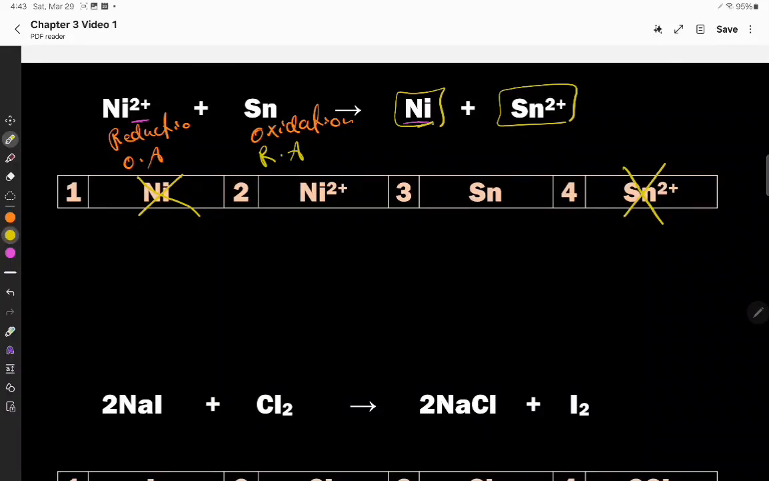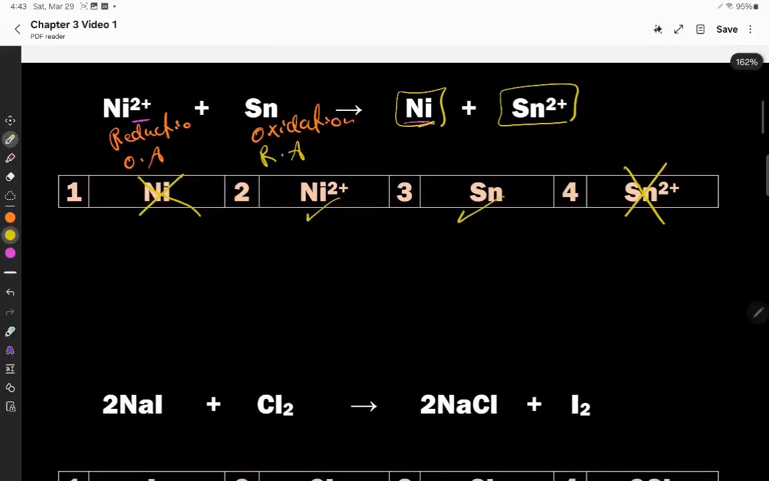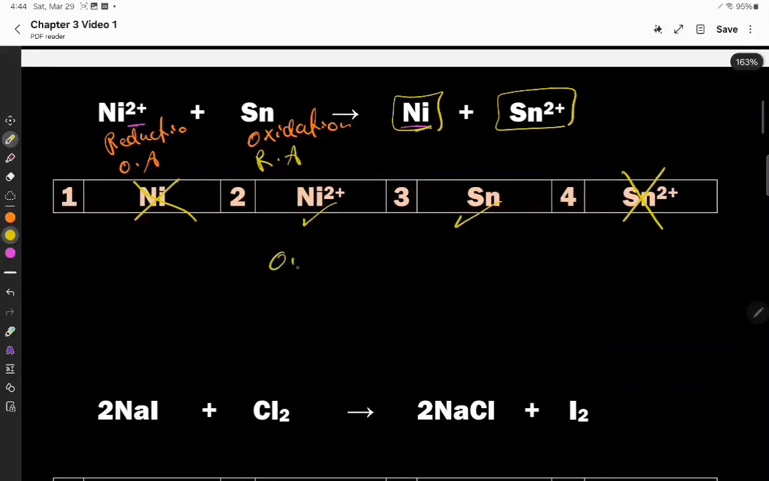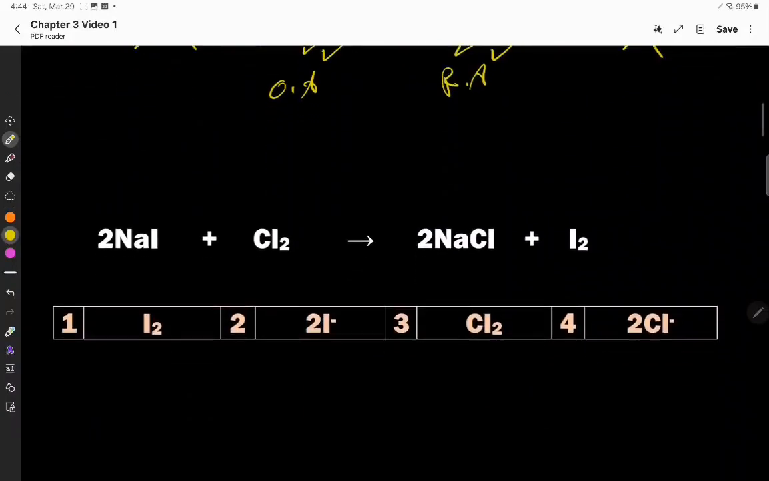Now if the question tells you what is the reduced substance, you will choose Ni. If it tells you what is the oxidized, you'll choose Sn. If it tells you what is the oxidizing agent, you'll choose this one, Ni. If it tells you what is the reducing agent, you'll choose this one, Sn.